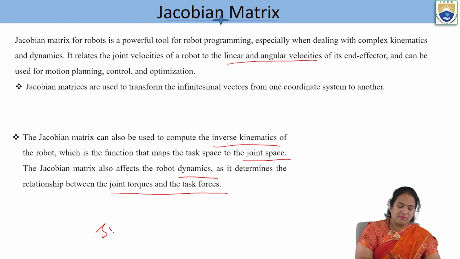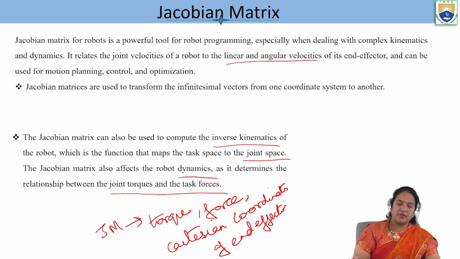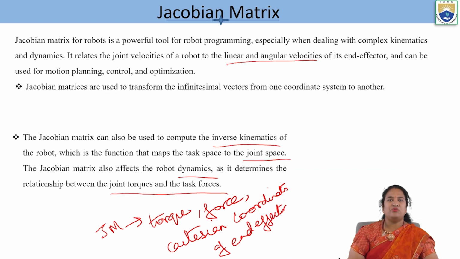Generally, the Jacobian matrix is used to determine the torque, force, and Cartesian coordinates of the end effector. Right? A Jacobian matrix is used to find out the torque and force being applied on the end effector, or it is also used to determine the Cartesian coordinates of the end effectors.